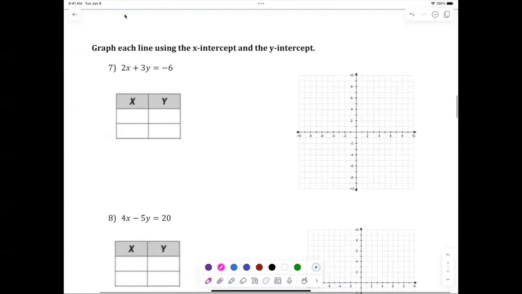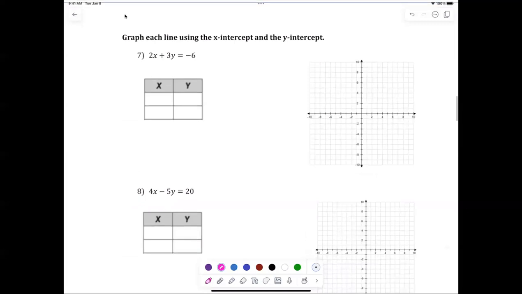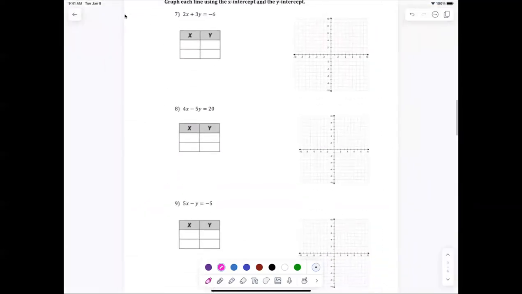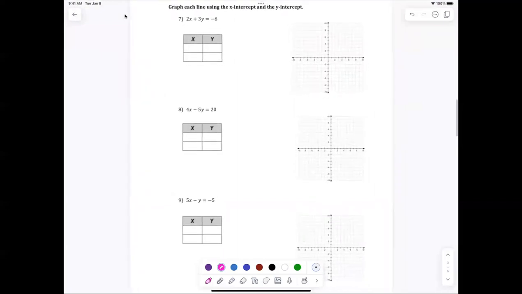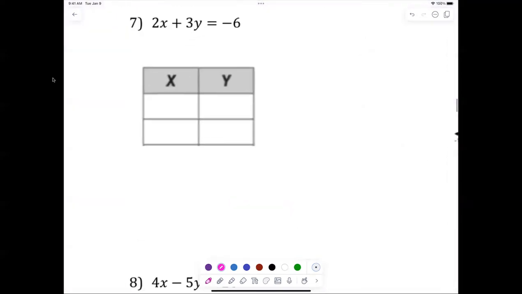Now I'm going to pause for a second. And now we're graphing using the X and Y intercept like we did yesterday. Let's just do 7 and 9. Well, if you want, you can do all of them because that's going to be your homework, but I'll just do one of them. Everybody try 7. Give you a second. See if you can do it.